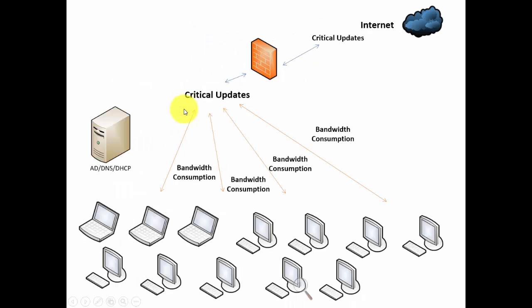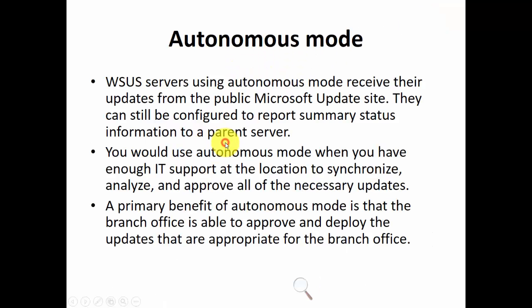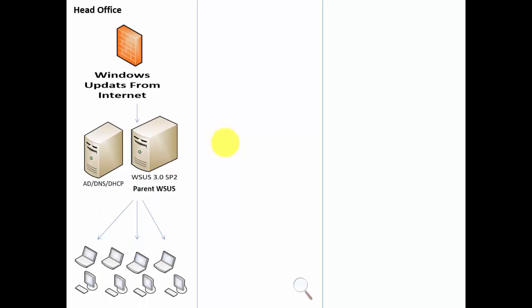Then, okay, this is clients all connecting to the internet directly. Instead, if you put a WSUS server, they're going to connect to WSUS for all the updates, and WSUS will, on their behalf, download all the updates, right? There are two modes here, autonomous mode and replica mode, but we can understand from this diagram better.